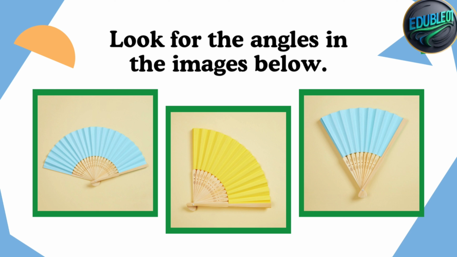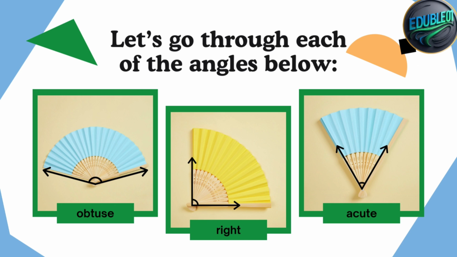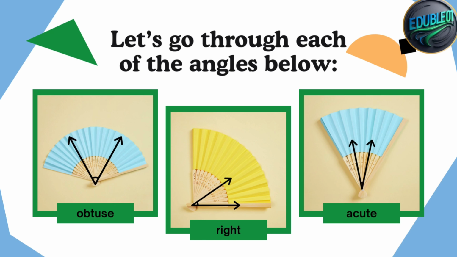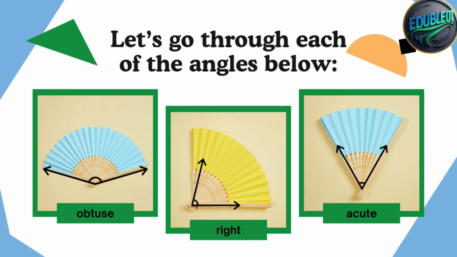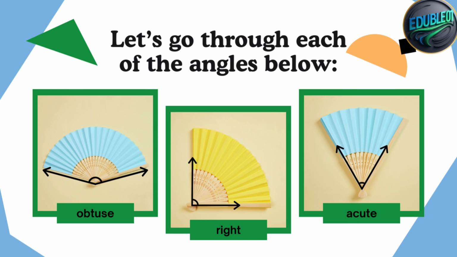Also, look at the angles in the images below. You'll find the two ends joining at one point, making an angle, and all the angles are of different sizes, right? On the basis of size, there are many types of angle that we are going to learn about. One of them is the acute angle, and another is the obtuse angle.